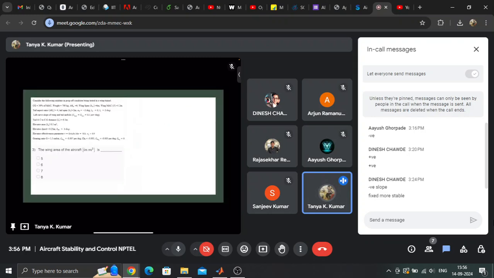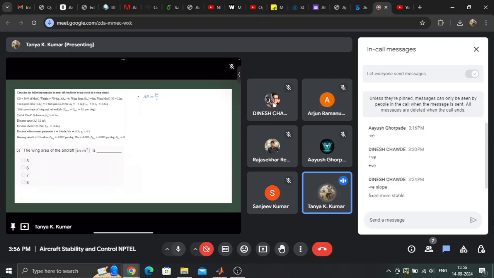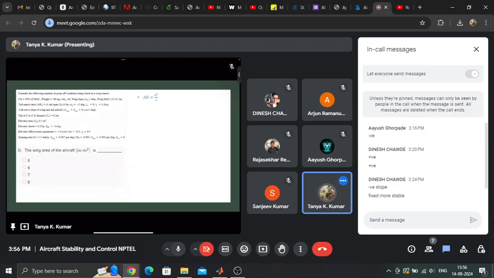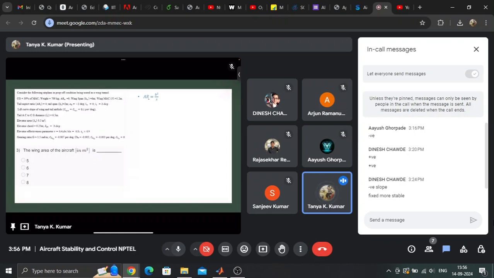Next question is the wing area of the aircraft in meter square. So this is the formula. So we have the aspect ratio of the wing. So this should be of the wing. Right. So you can just substitute all of the terms. Aspect ratio of the wing is 6. Span of the wing is again 6, squared upon S wing. So what do you get? S wing is 6.